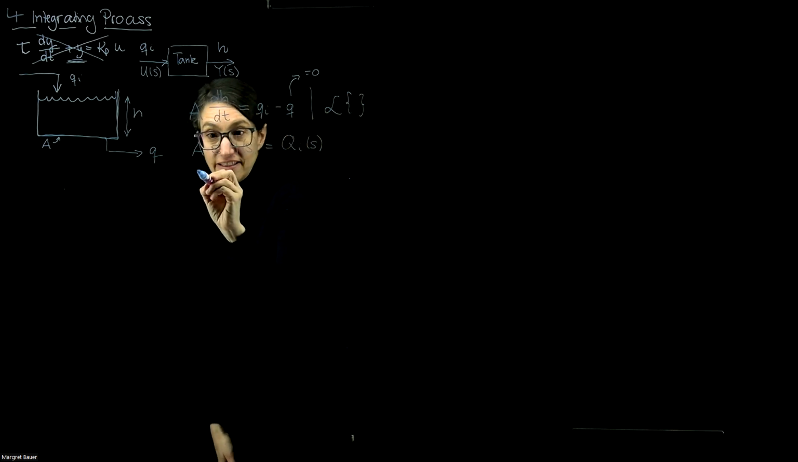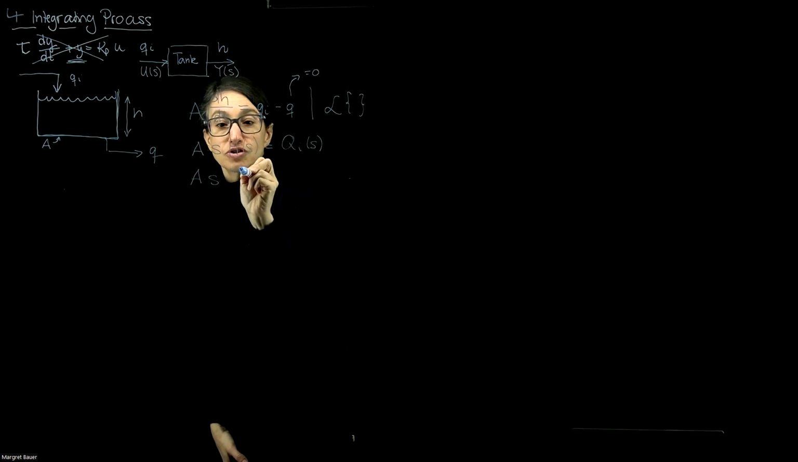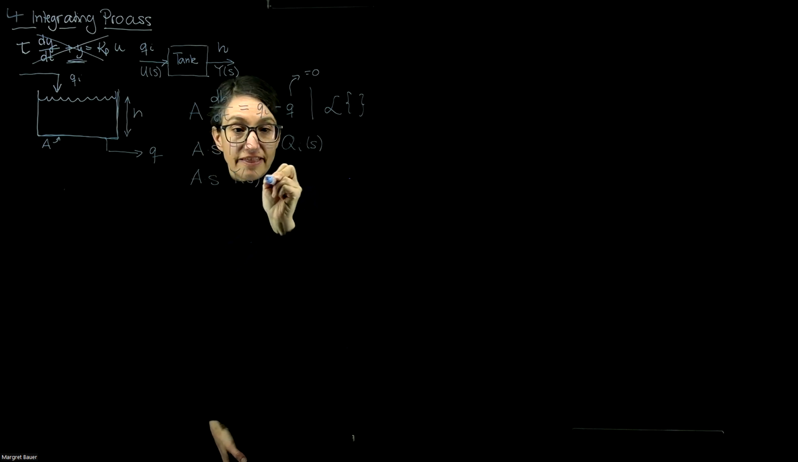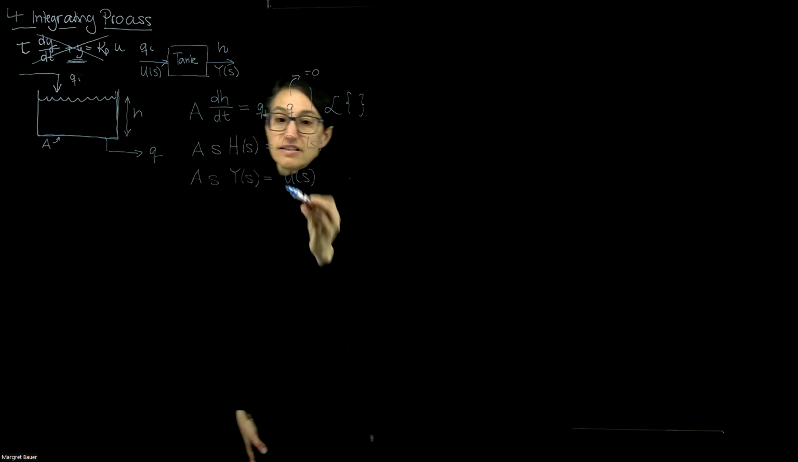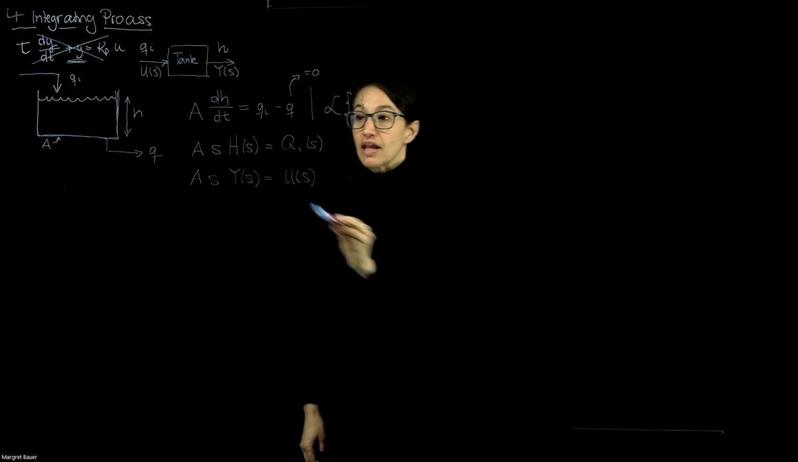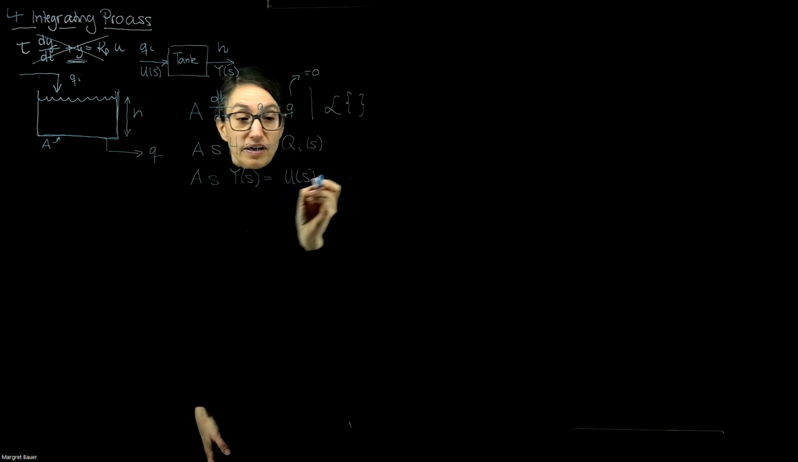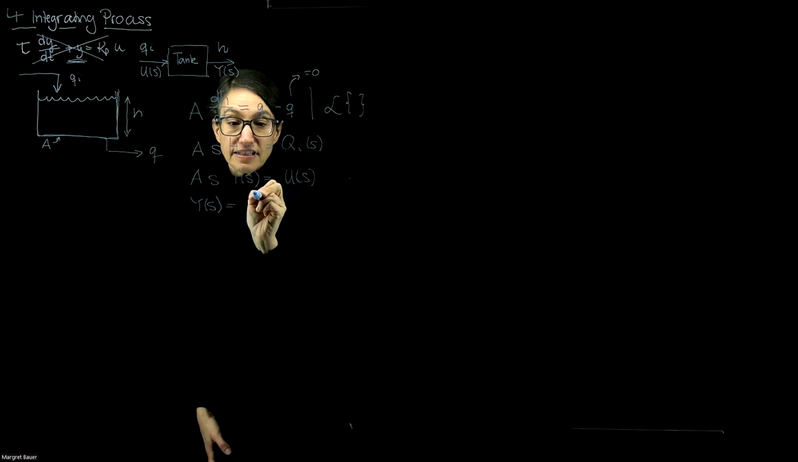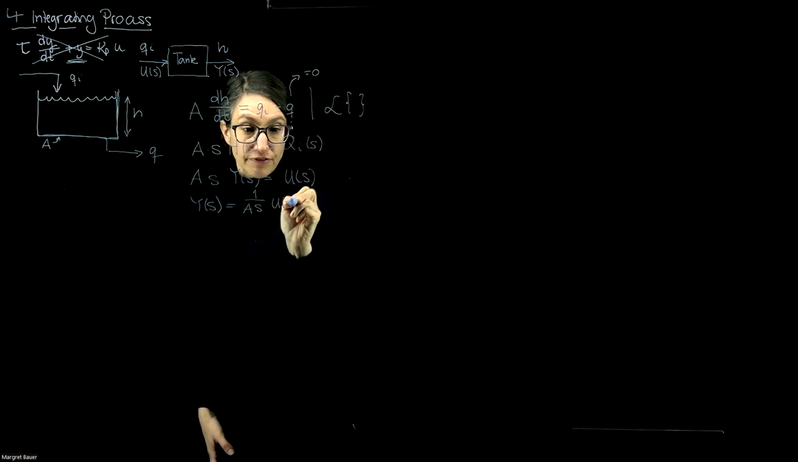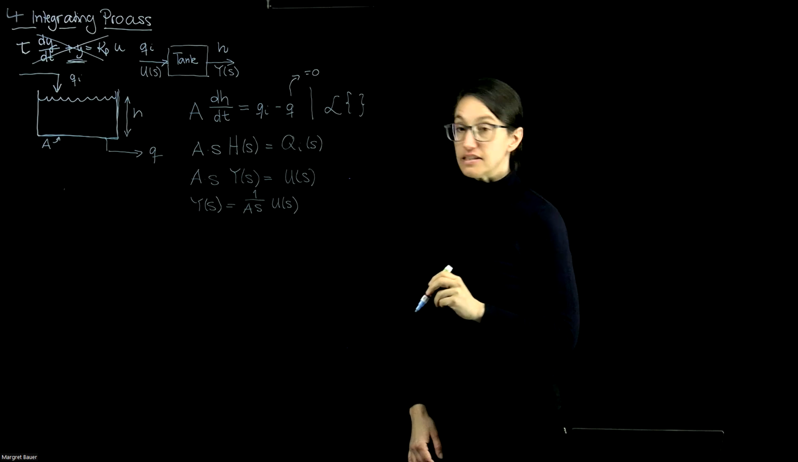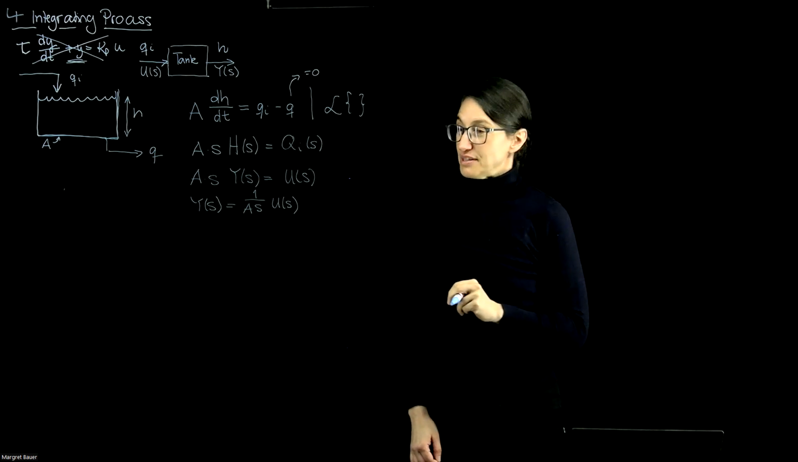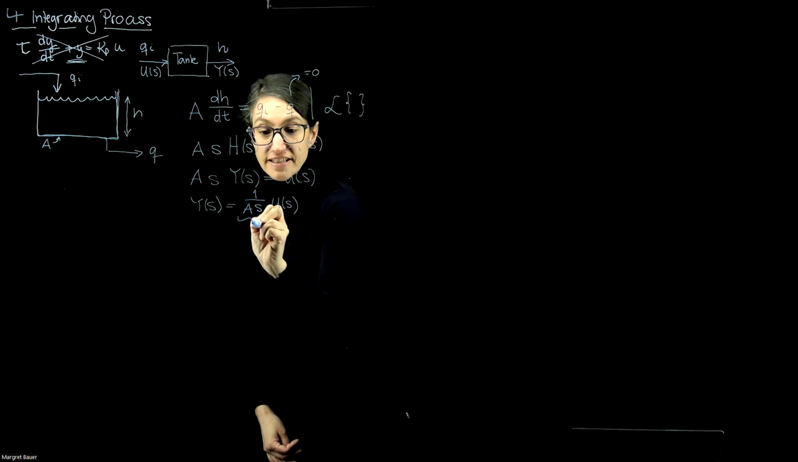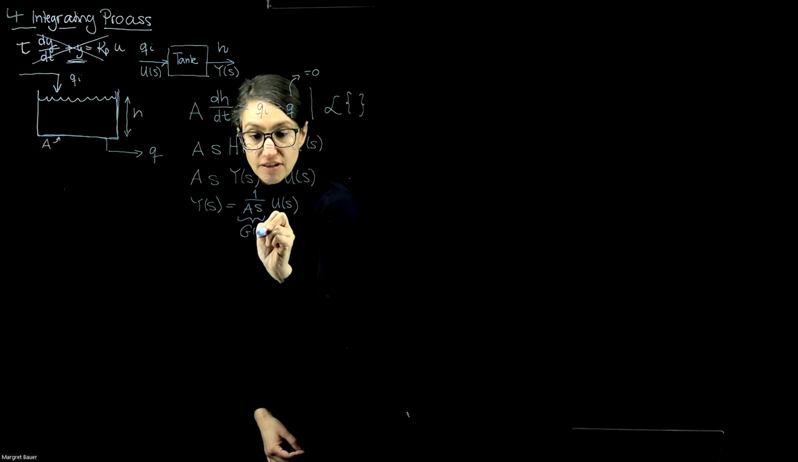So now let's write this slightly differently. We can write A times s, and we're going to use the naming that we have generically, right? This is our input and our output. We would like to know what is the output as a function of the input. So Y of s equals 1 divided by A s times U of s. Okay, right. So what does it look like? We call this here the transfer function G of s.